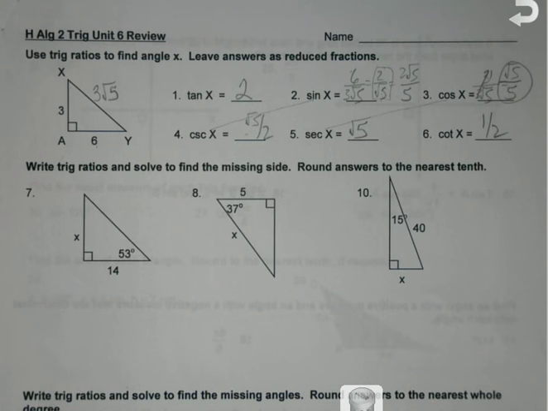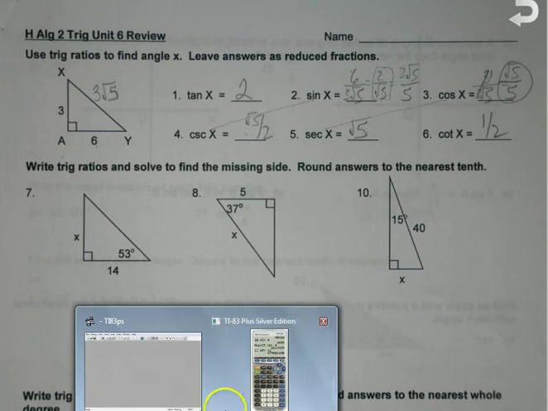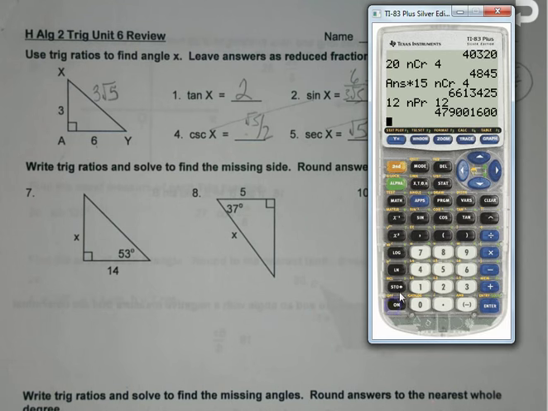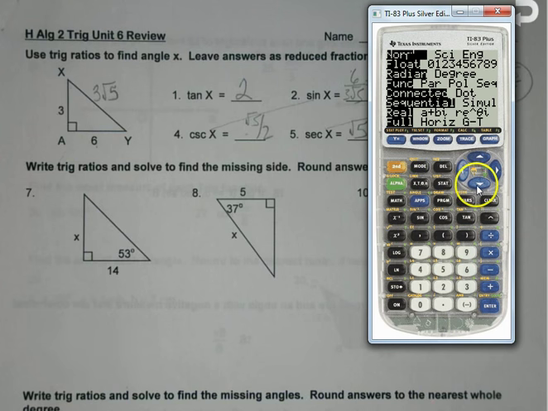Okay. Write trig ratios and solve to find the missing side. Round answers to the nearest tenth. Reminder, when you're in this portion of it, especially if you're using one of the graphing calculators, you need to check your mode. If you're in radians, you're going to be in trouble here. You need to go to degrees. Okay. If you forget that, your answers will not be correct. I'm just telling you. And no, it's not time to leave already.